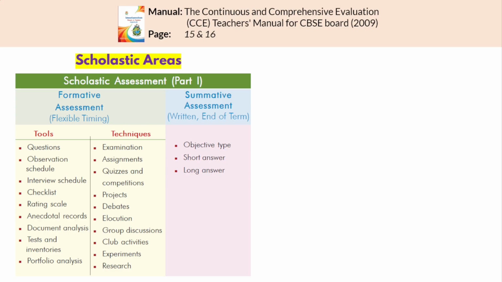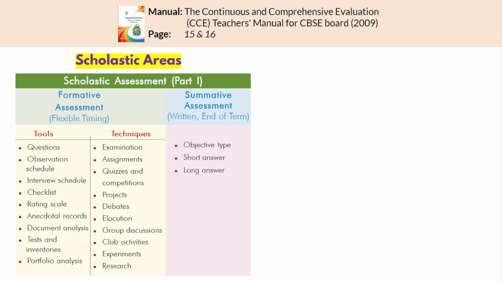Now, according to the Continuous and Comprehensive Evaluation Teachers Manual for CBSE Board, here is the detailed guideline of scholastic assessment. The scholastic assessment is divided in two forms, that is formative assessment and summative assessment. Formative assessment is flexible in timing, while summative assessment is written and end of term exam. Now summative assessment, that is term end exam, contains basically objective type questions, short answer type questions and long answer type questions.